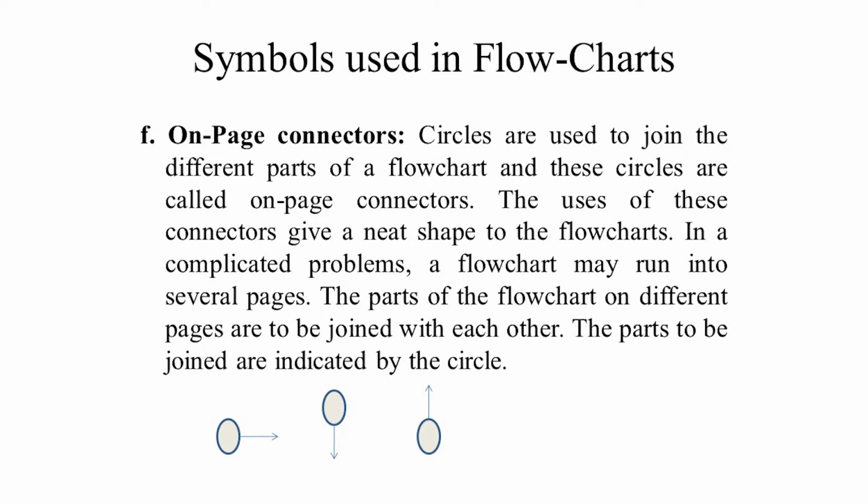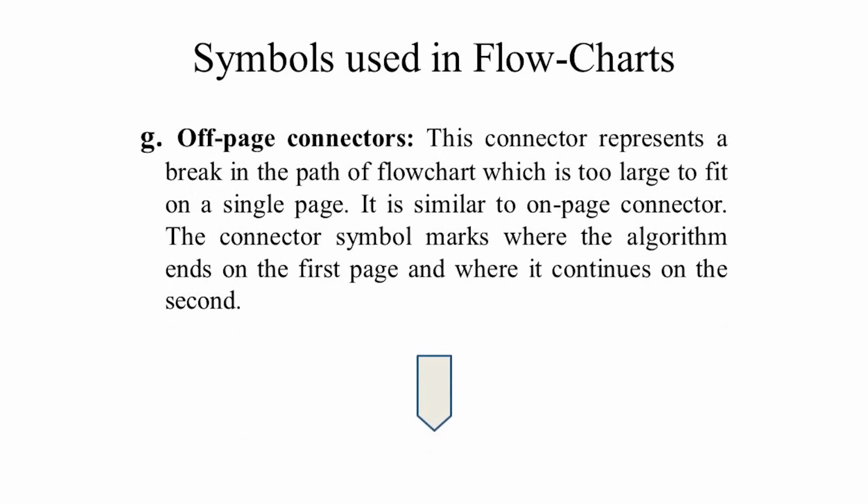Another symbol used in a flowchart is the off-page connector. This connector represents a break in the path of a flowchart which is too large to fit on a single page. It is similar to the on-page connector which was just discussed. The connector symbol marks where the algorithm ends on the first page and where it continues on the next page. So these are the various symbols used in a flowchart.